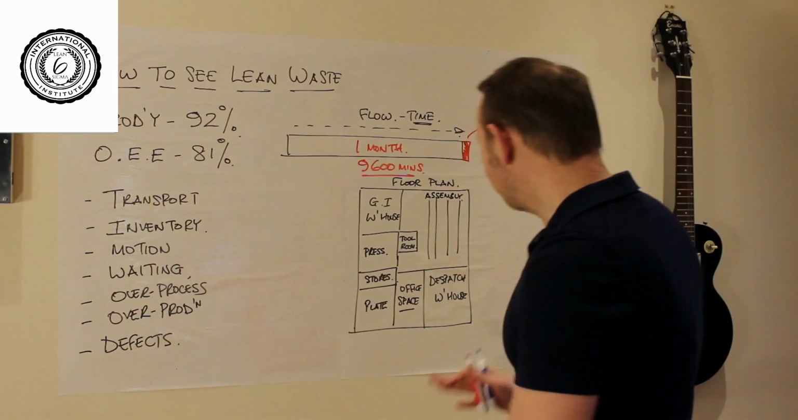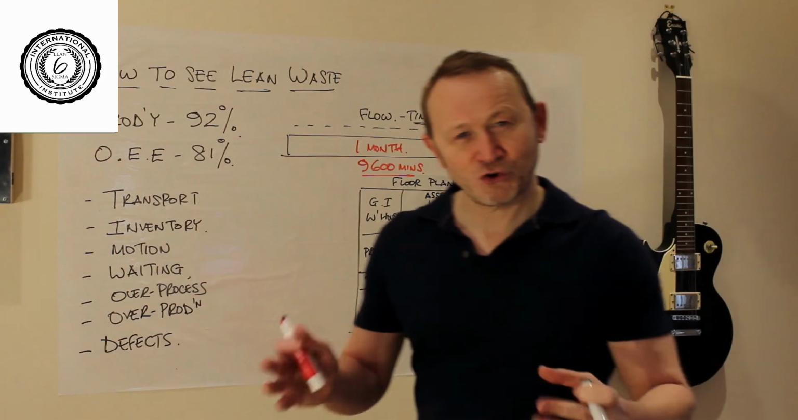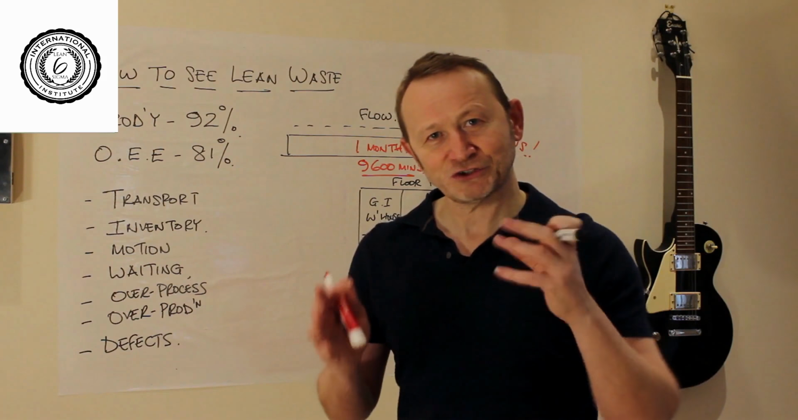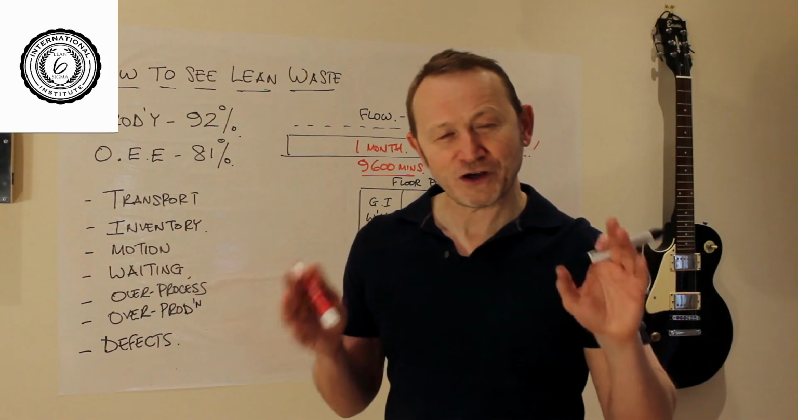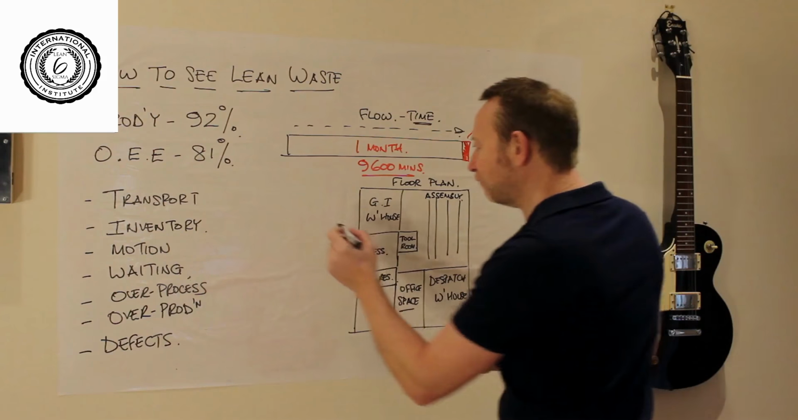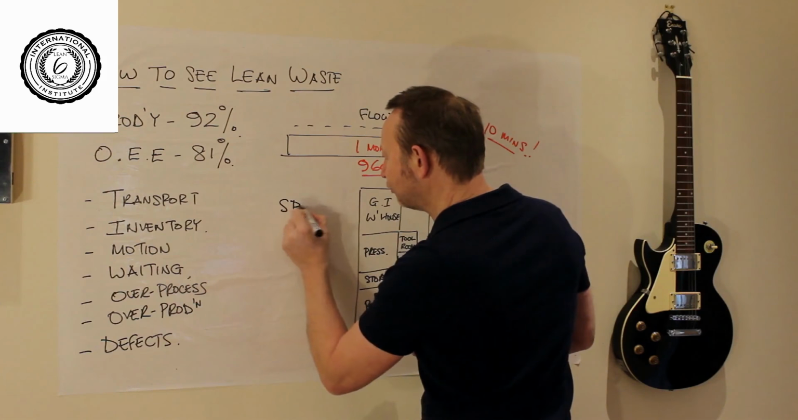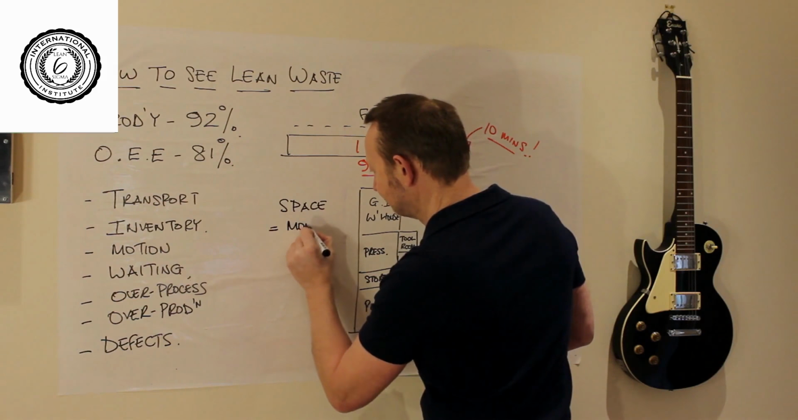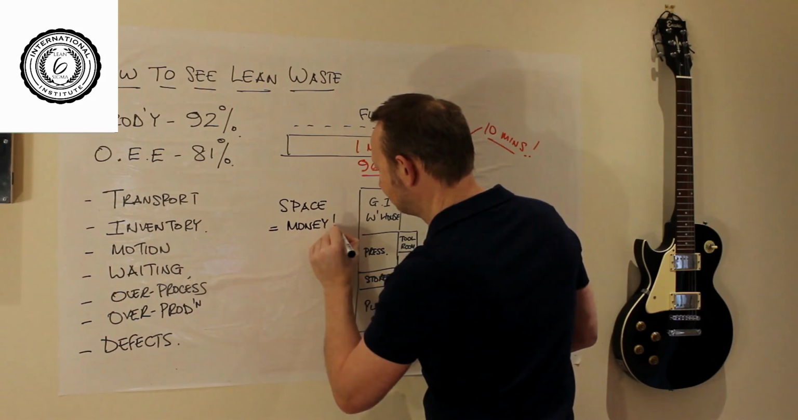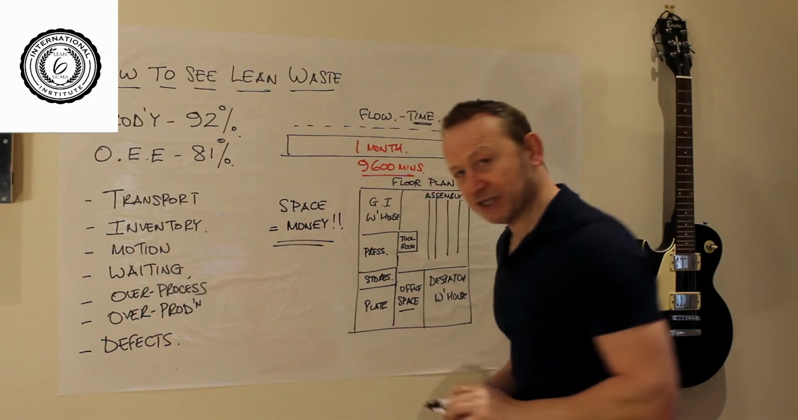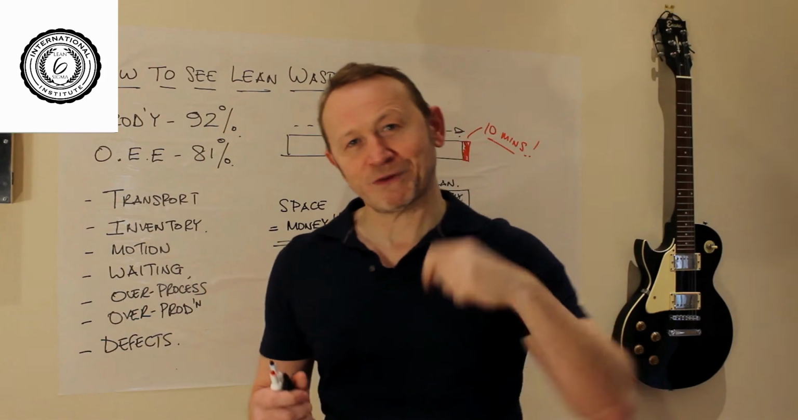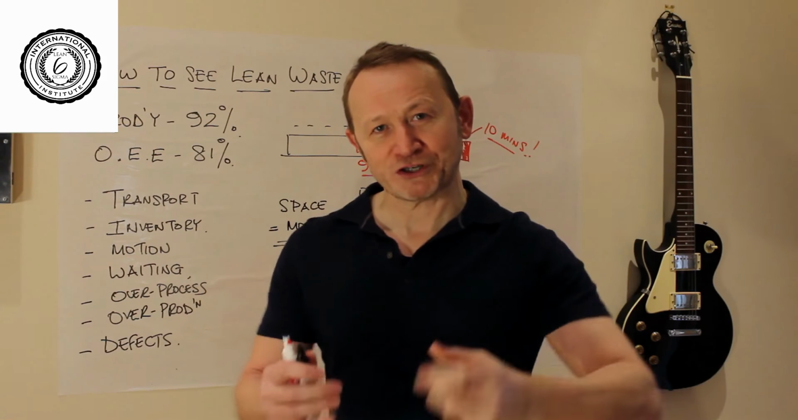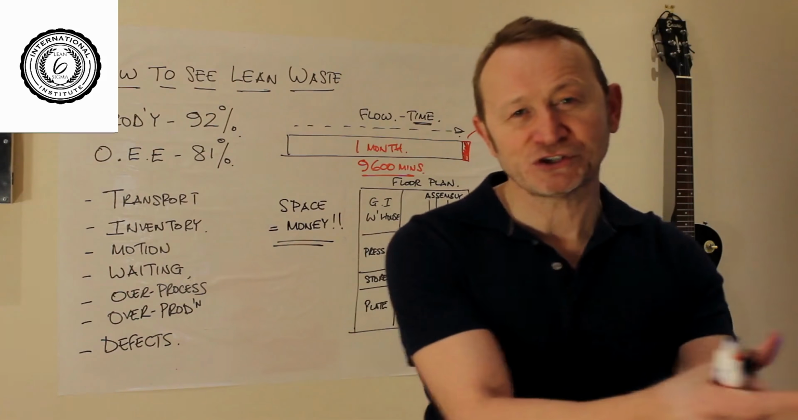And all I want you to do is this. I just want you to look at it and just quickly, it doesn't have to be calculated, just a quick, rough idea. How much of the floor plan, how much floor space equals money? How much of the floor space transforms the product and adds value so that you can sell it to the customer?